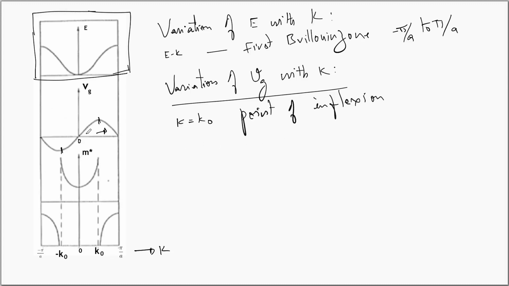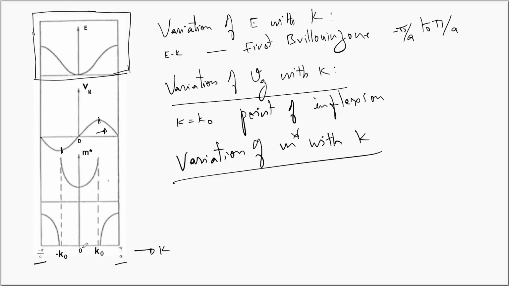Up to the point of inflection on the positive side of the k, the group velocity increases. Beyond the inflection point, even if k is increased, the group velocity decreases. And eventually it becomes 0 for k is equal to pi by a and k is equal to minus pi by a. Next we shall see variation of effective mass with k.